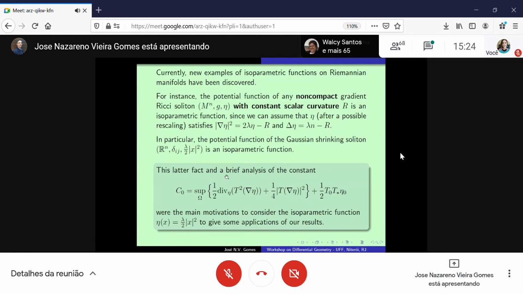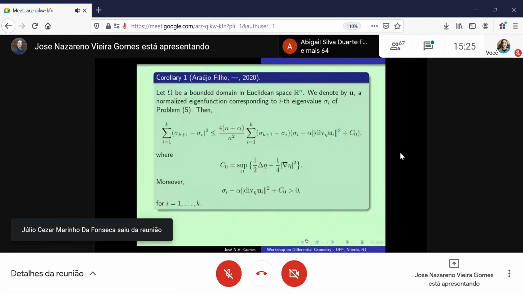Okay, the Dirichlet eigenvalue and a brief analysis of the constant, this one, were the main motivations to consider the isoparametric function, this one, to give some applications of our results. The quadratic estimate below is a basic result for our applications. This one.